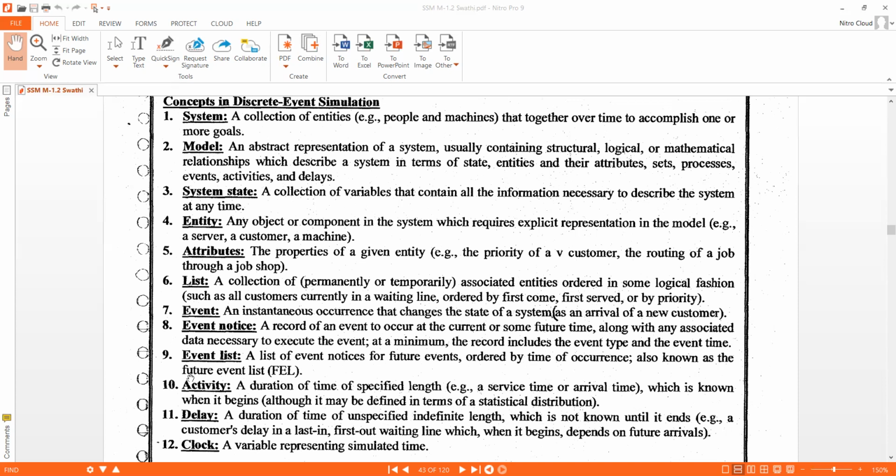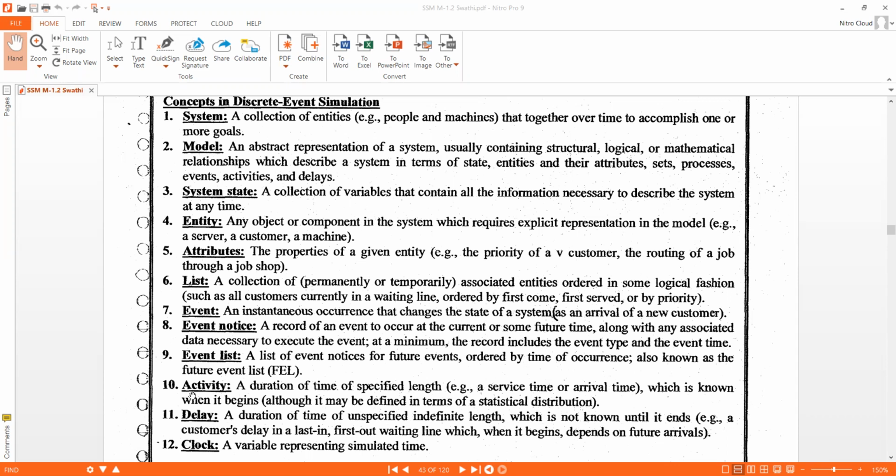Next term is event list. An event list is a list of event notices for future events, ordered by time of occurrence. The events are ordered in terms of occurrence time. The first occurring event will be represented first in the list, and the next occurring event will be placed next to that event.